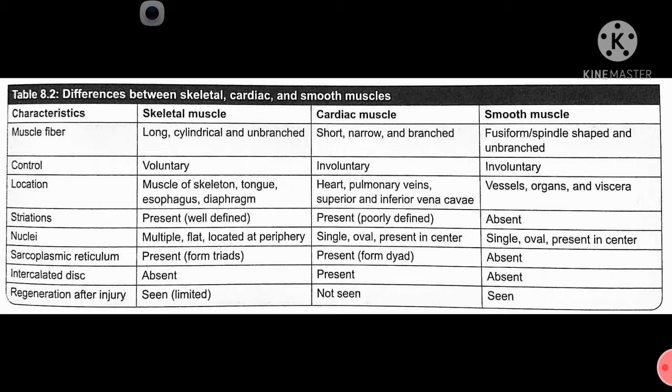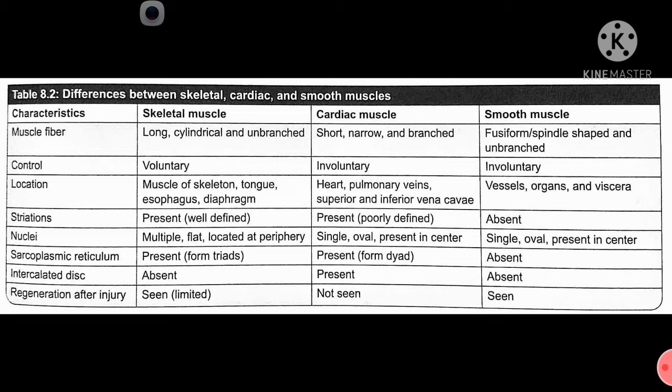Now we will talk about the second difference, that is control. In case of skeletal muscle, the control is voluntary. In case of cardiac muscle, the control is involuntary. And in case of smooth muscle, the control is involuntary. And now we will talk about the third difference.